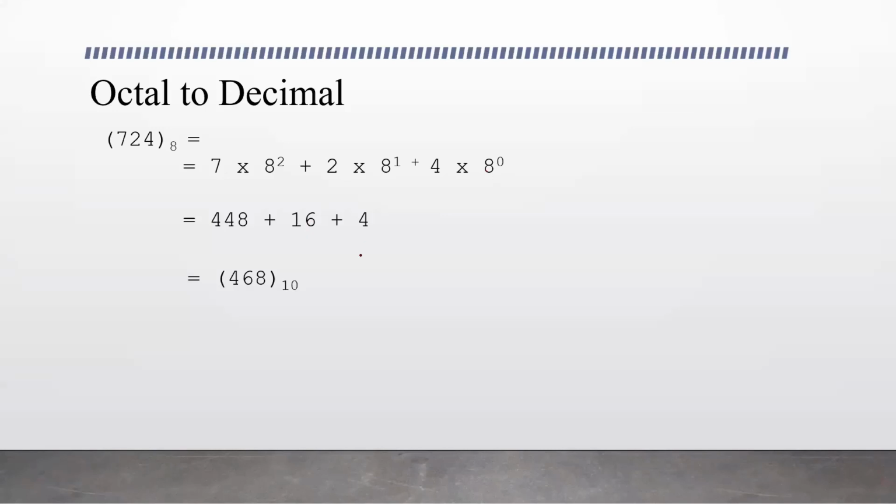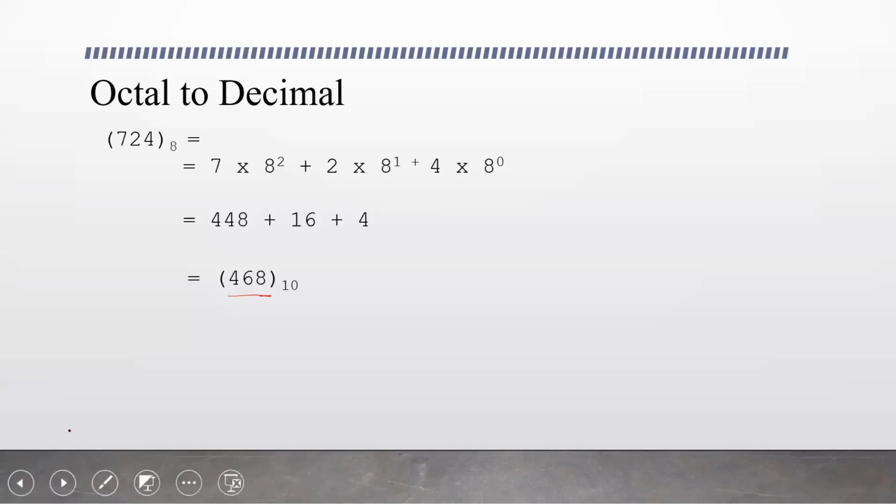When you sum up all these, you get 468, okay, which is a decimal number. So we say that the decimal equivalent of the octal number 724 is 468. Okay, 468 is the decimal equivalent of octal 724.